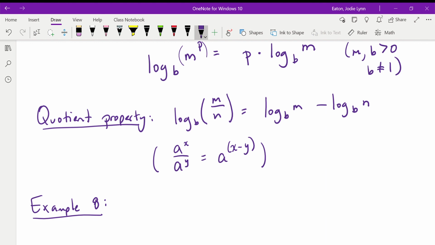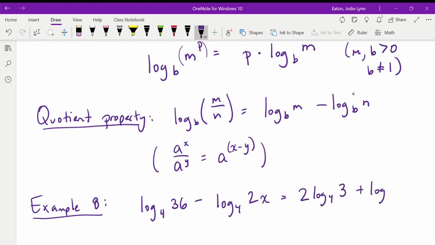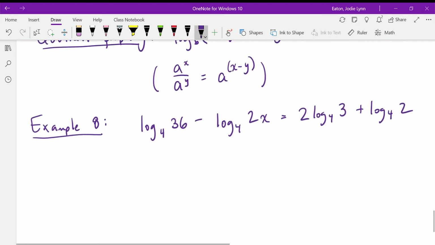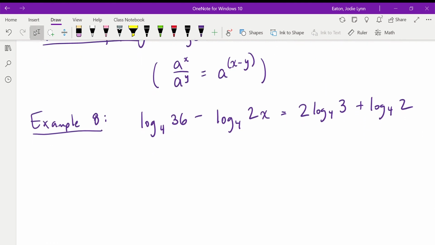All very interesting. So let's say we have log base 4 of 36, because I can't read my own handwriting and my 6 looked like a b. So log base 4 of 36 minus log base 4 of 2x equals 2 log base 4 of 3 plus log base 4 of 2. Well, doesn't that look fun? So here's one where we're going to want to crunch it together. Sometimes we do want to expand it. This is not one of those times.